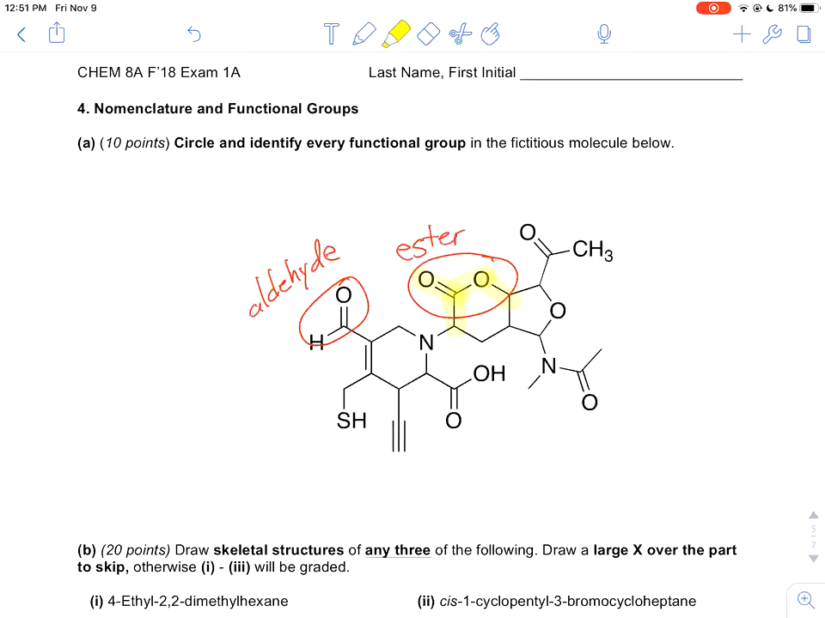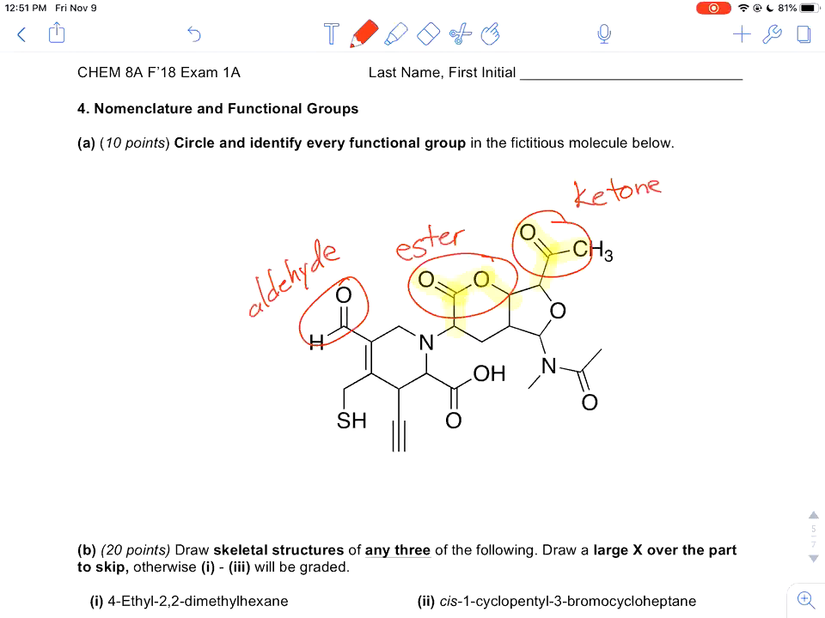Third carbonyl, we have carbon on one side, carbon on the other. Some people say this looks like a key. This is a ketone. There is no Y in ketone. If you put a Y in there, I'm sorry, but you did not get that point because spelling matters.